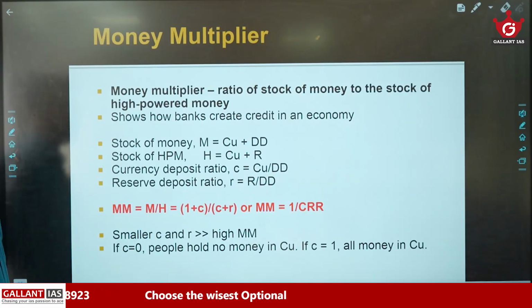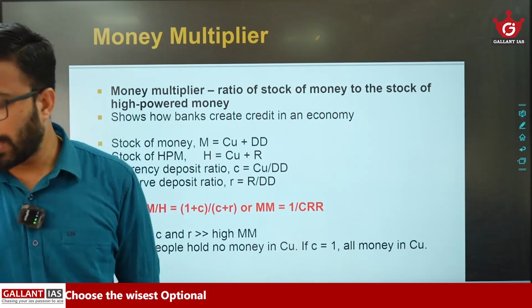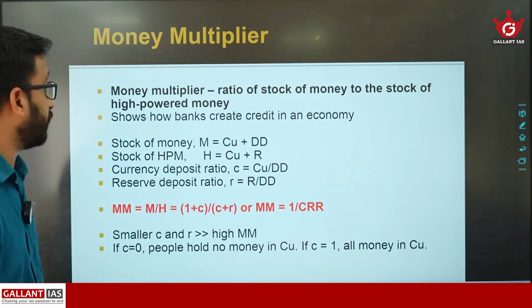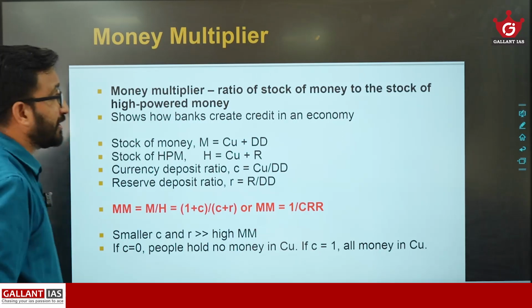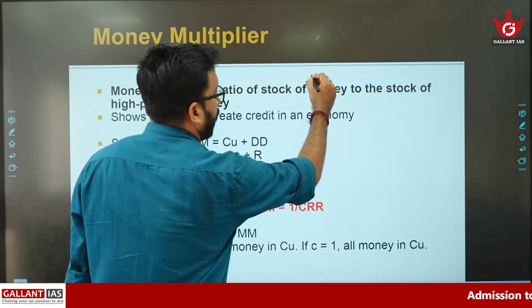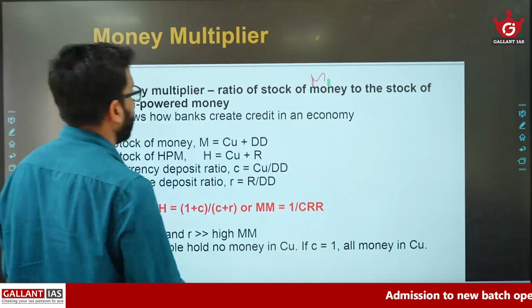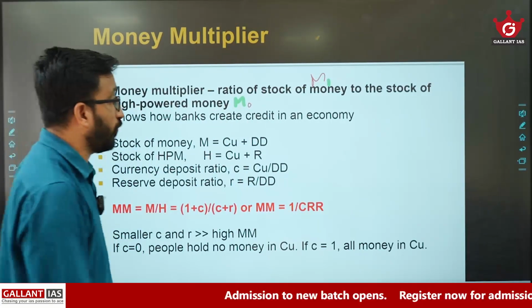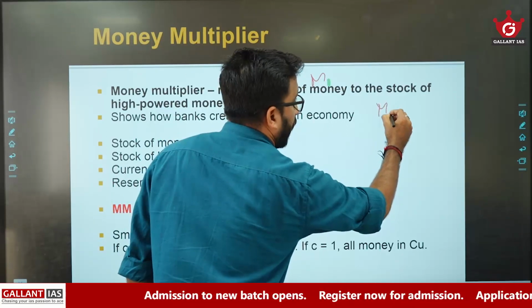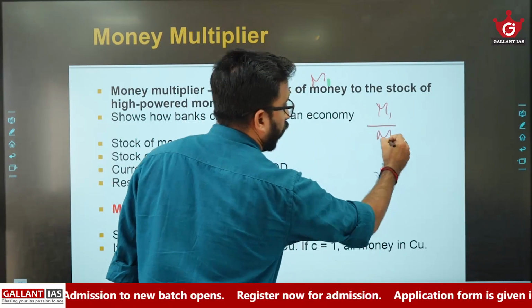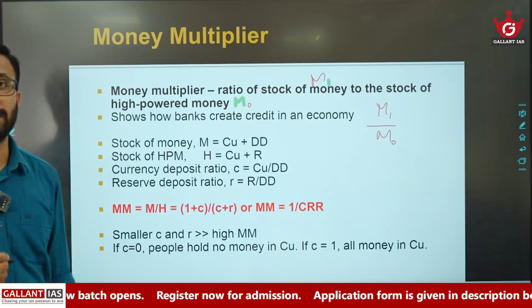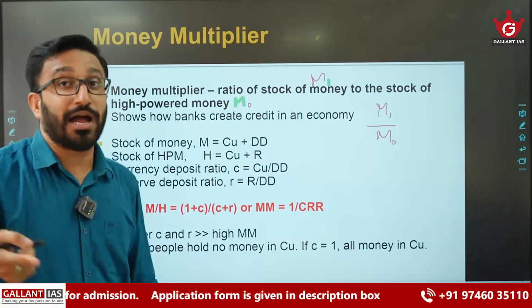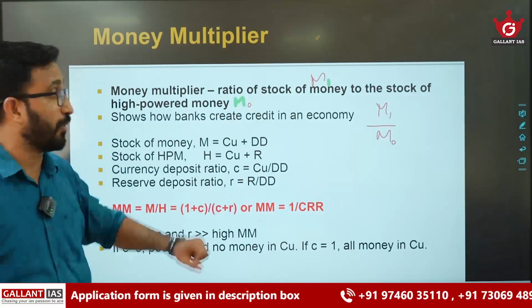So money multiplier. It is the ratio of stock of money to stock of high powered money. Stock of money means M1 and stock of high powered money means M0. It is the ratio of M1 to M0. So money multiplier means how the money gets multiplied in the banking system, and it can be found out through this equation.